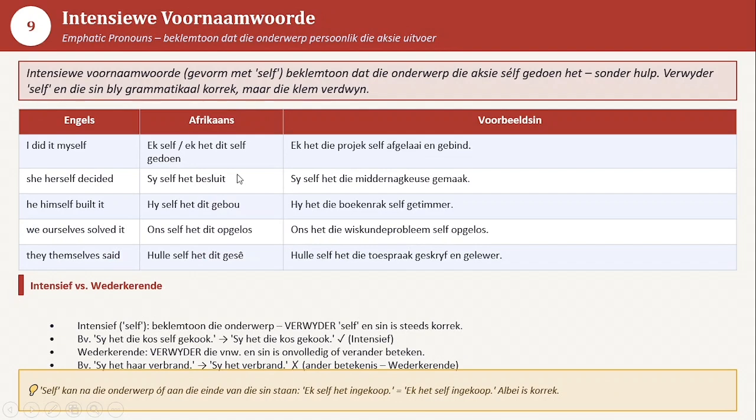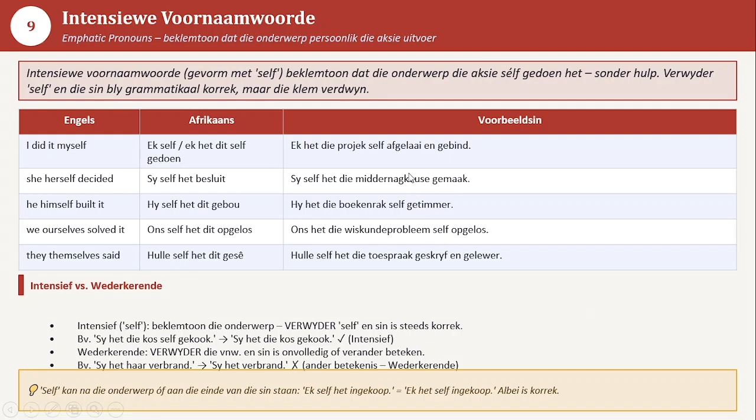Then intensive voornaamwoord, which I personally don't think you have to know. So this is an emphatic pronoun. Again, I don't think you need to know this, but it's about saying that an action has been done independently. So I did it myself. In Afrikaans, ek het dit self gedoen. Ek het die projek self afgelaai en gebind. Sy het self die middagnagkeuse gemaak. Hy het die boek en rak self getimmer. Ons het die wiskundeprobleem self opgelos. So it seems like your keyword here is the subject and the word self. Okay.